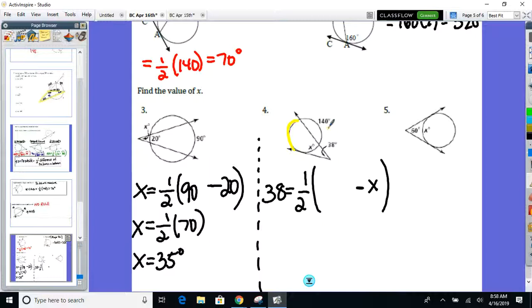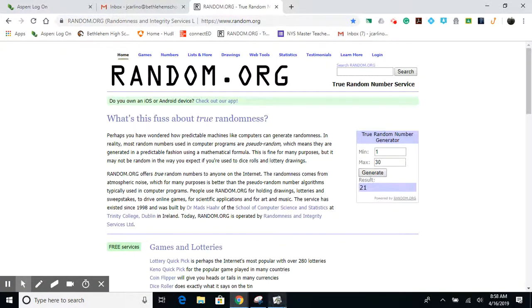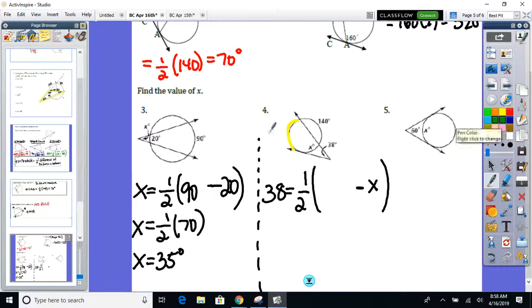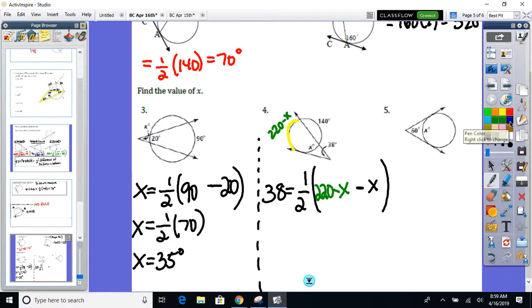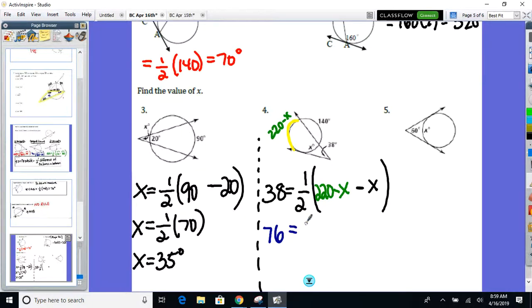And I know they add up to 220. Suggestion for that missing arc that I need now. Here we go, number 21. Suggestion? 220 minus x. Everyone all right on how we got there? So I'm going to say 220 minus x, which is the bigger one, minus the smaller one, x. And just like we did yesterday, how can I get rid of the 1/2? Multiply both sides by 2, so I have 76 equals 220 minus 2x. Nothing gets touched inside the parentheses. I'll let you guys take over from there.